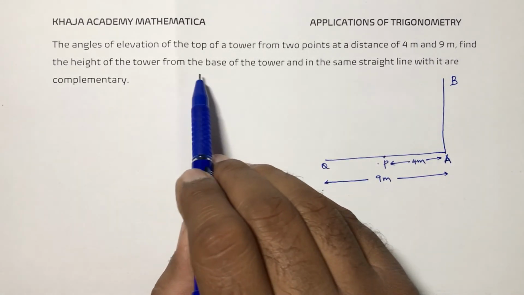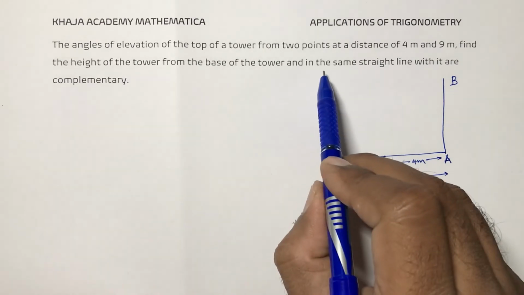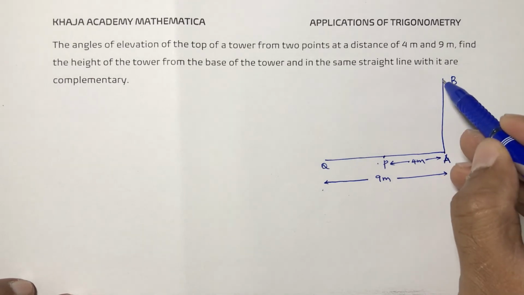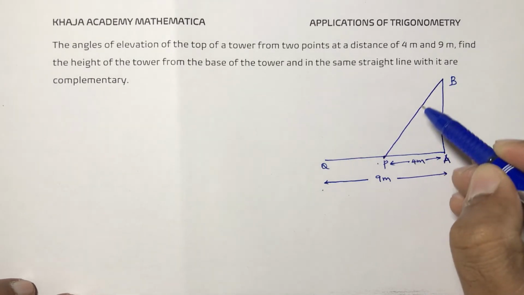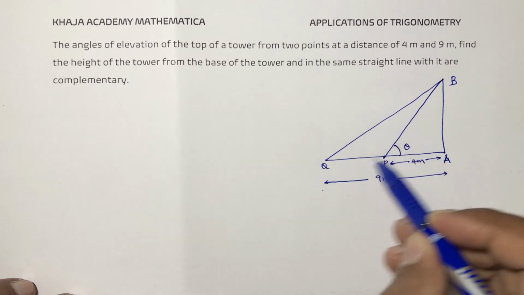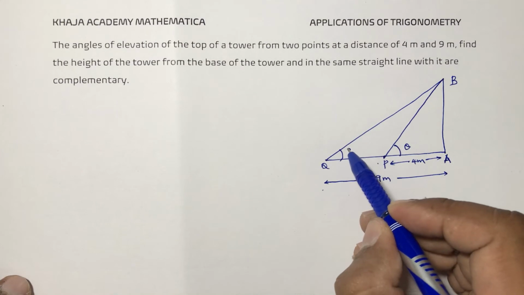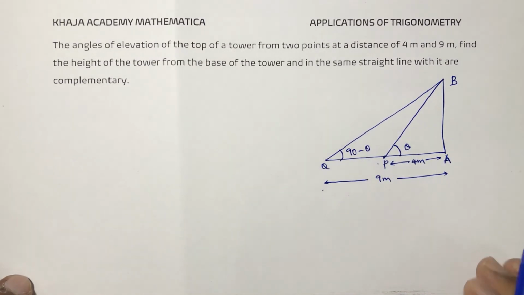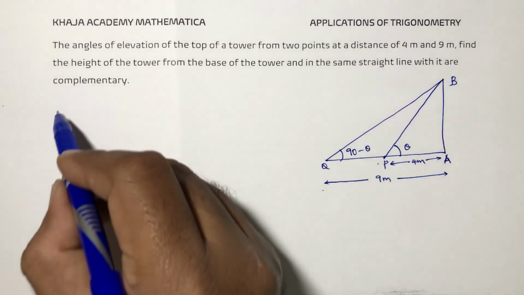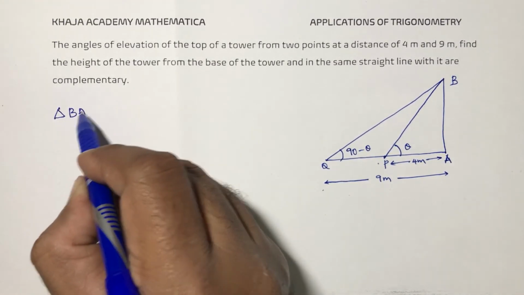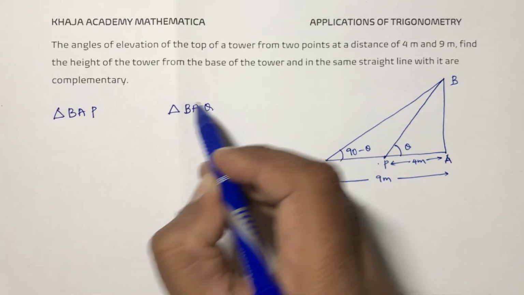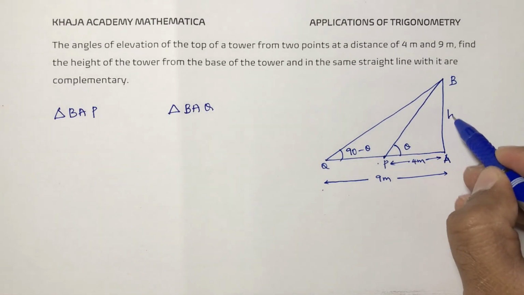Find the height of the tower, from the base of the tower and in the same straight line with it, the angles of elevation are complementary. Complementary means you can take one angle as theta, the other one will be 90 minus theta. Both angles are complementary. Now see, we take triangle BAP, and one more time we take triangle BAQ. In BAP we need to find the height.